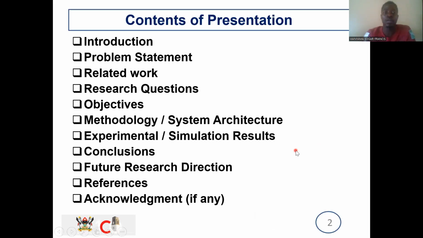To start with, I'm going to take you through the contents of the presentation. One of them is the introduction. We shall first have the introduction about this topic. Then after that, we shall have the problem statement. Then after the problem statement, we go to the related works. After the related works, you go for research questions, then the objectives, then the methodology, then the experimental or simulation results. After there, we shall go to the conclusion. Then we take a look at the future research direction. Thereafter, we go for the references. Then finally, the acknowledgement.